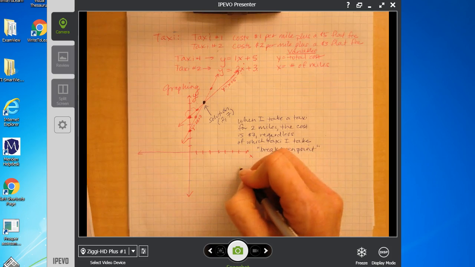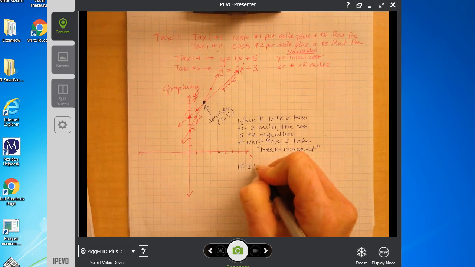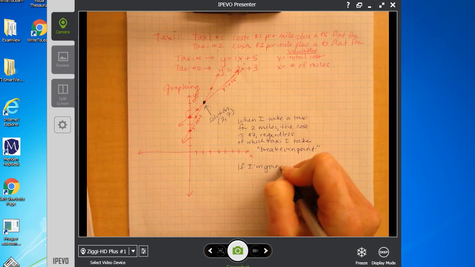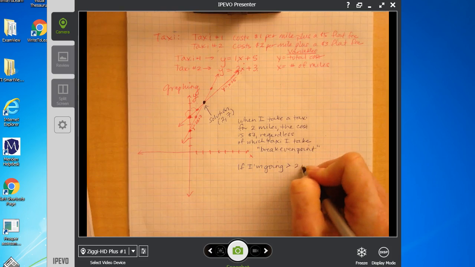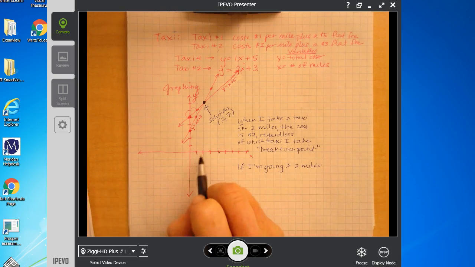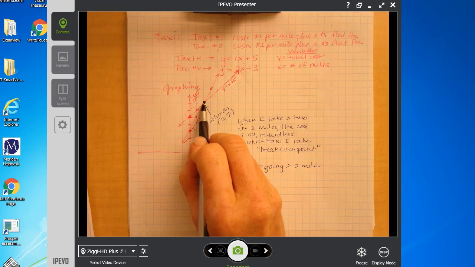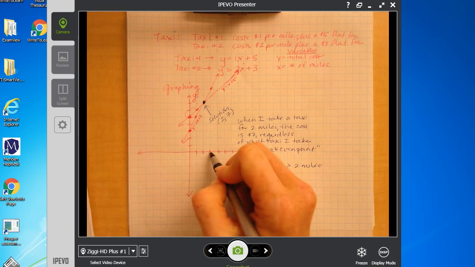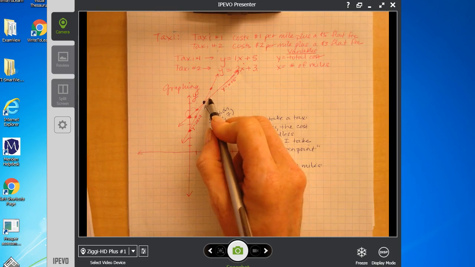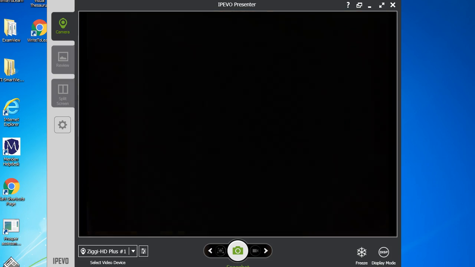So I would say if I'm going greater than 2 miles, okay, here's 2 miles. Doesn't matter which one I take. They both have the same x and y value there. Greater than 2 miles, I'm going to want to take taxi 1.